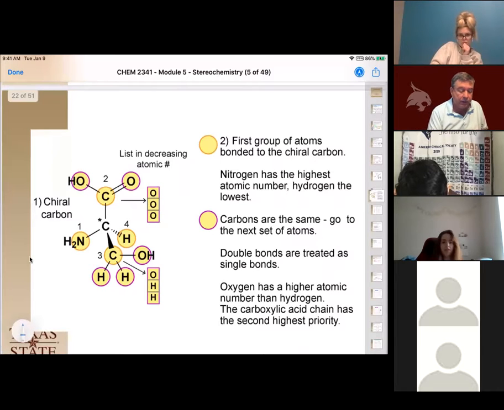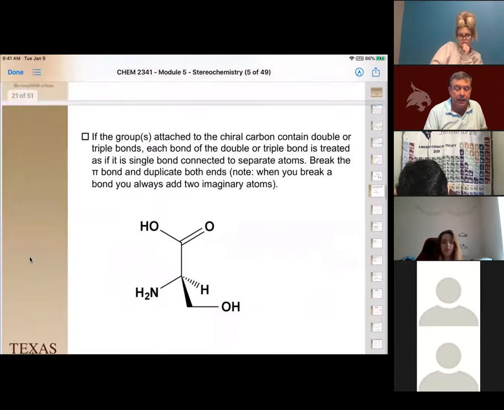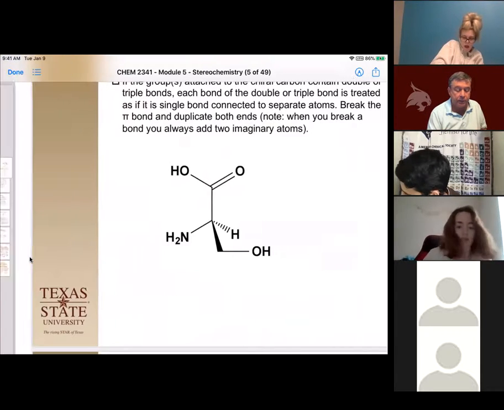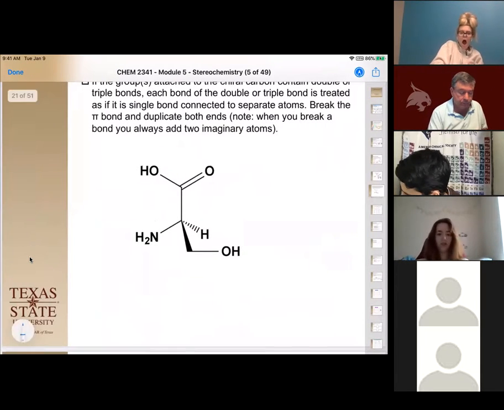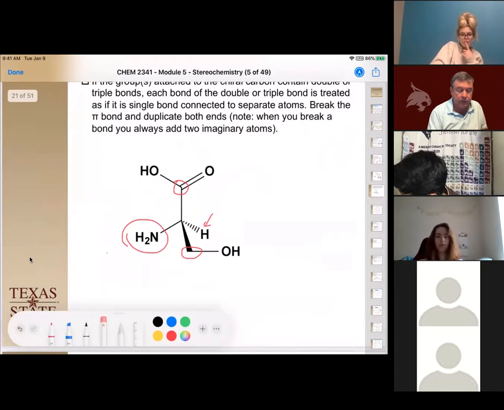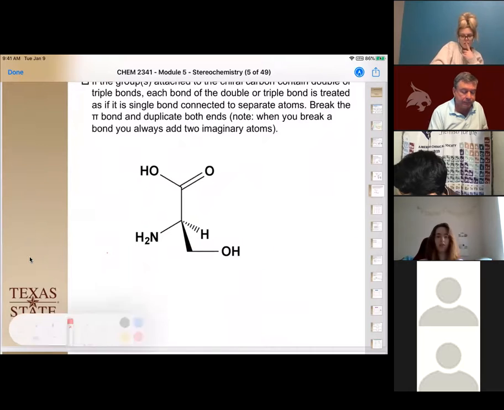Okay? So if we look at this, let's go back one. If we just look at this compound, let's assign it using rule number 1. So nitrogen here is atomic number 7. This is a carbon, atomic number 6. This is a carbon, number 6, and this is atomic number 1. So we can assign 2 of the groups right now just using rule number 1. Okay, so let's do that. This is going to be our priority 1, and this is going to be our priority 4.